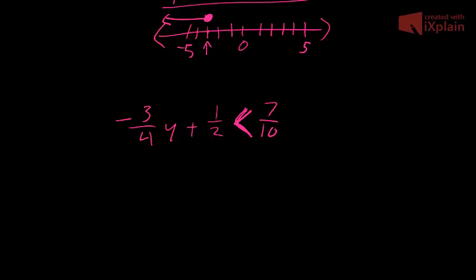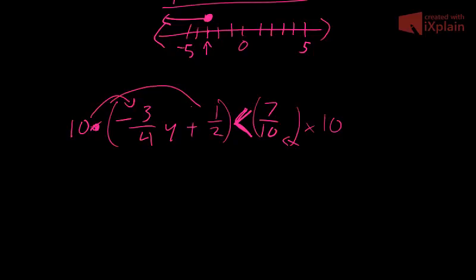And I remember that I'm allowed to do whatever I want to both sides of the equation, as long as I do it to both sides. So I see this 10 here, and I don't like fractions over 10. So what I'm going to do is I'm going to multiply both sides here by 10. So this 10 is going to distribute in right here. So 10 times negative 3/4 would be negative 30/4 y plus a half times 10, which is 5, is less than 7. So I already have a whole lot less fractions now. This is making me real happy about how this is going.